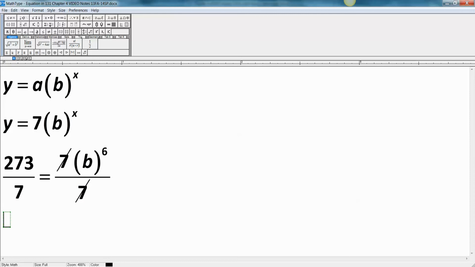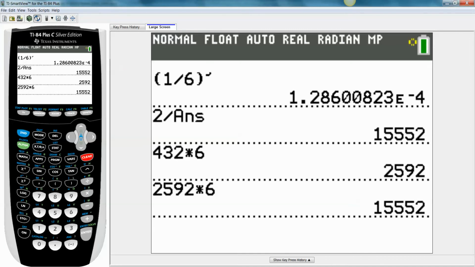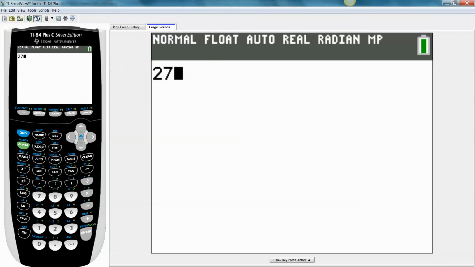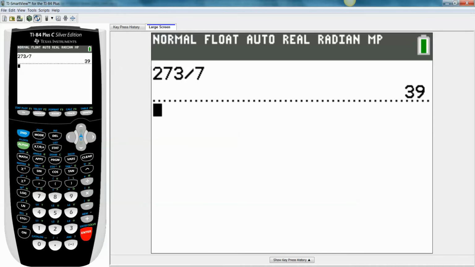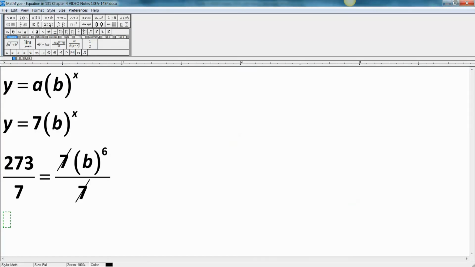All right, so 273 over 7 is equal to b to the 6th. Now, what is 273 over 7? Good question. 273 divided by 7, there we go, is equal to 39. All right, so 39 equals b to the 6th power.